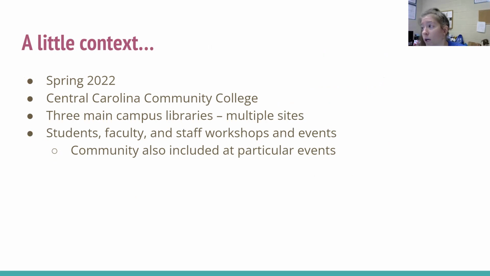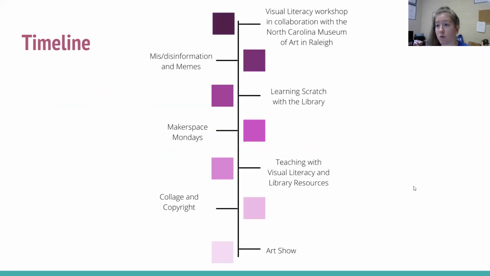And to give you a little bit more context, here you can see on the screen some things about Central Carolina for why we went in this direction. It was in spring 2022. Central Carolina Community College has 3 main campuses and multiple sites. For most of the programming, we invited students, faculty, and staff to participate. Community members were invited to particular events, but for the most part, we tried to keep it really concentrated because we wanted to make sure that we're serving our major population appropriately. So the next thing I want to show you is the timeline.